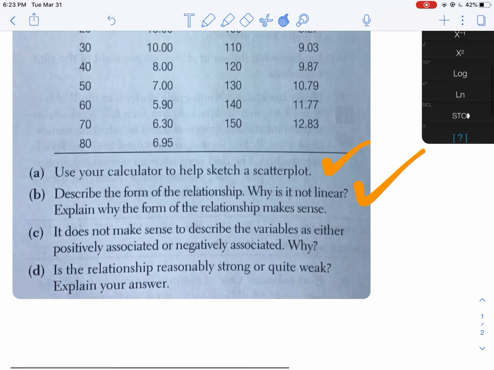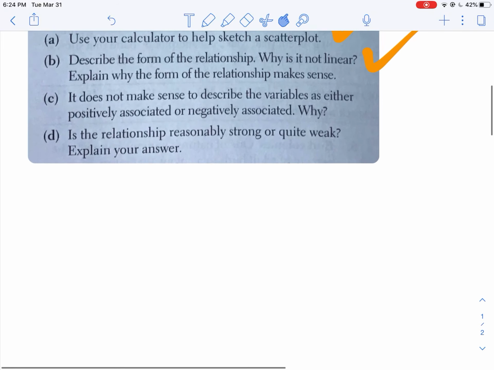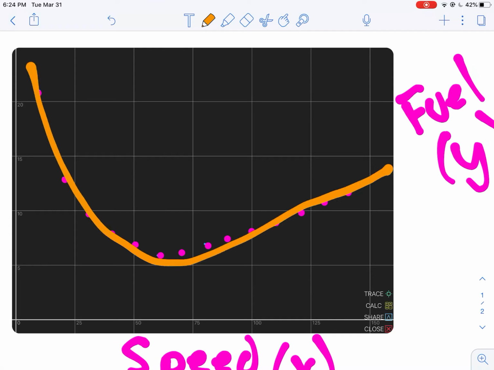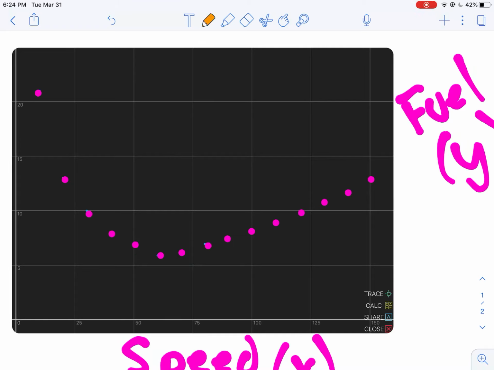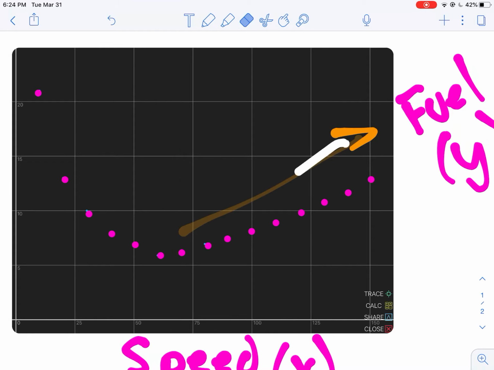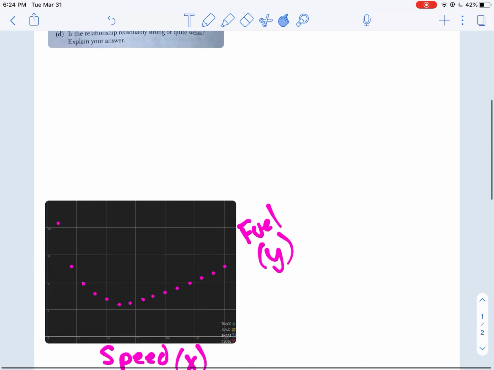Let's keep going. Is the relationship reasonably strong or weak? Explain your answer. Here's the approach I would take. I'd say it's a pretty strong relationship. It's not necessarily linear, but it's a strong relationship because you can use this to predict about what the fuel consumption would be. As you're going from 0 to 60 miles an hour, it looks like the fuel consumption goes down. And then once you get above 60 miles an hour, fuel consumption goes up. So there is a relationship there. I just wouldn't necessarily call it linear.